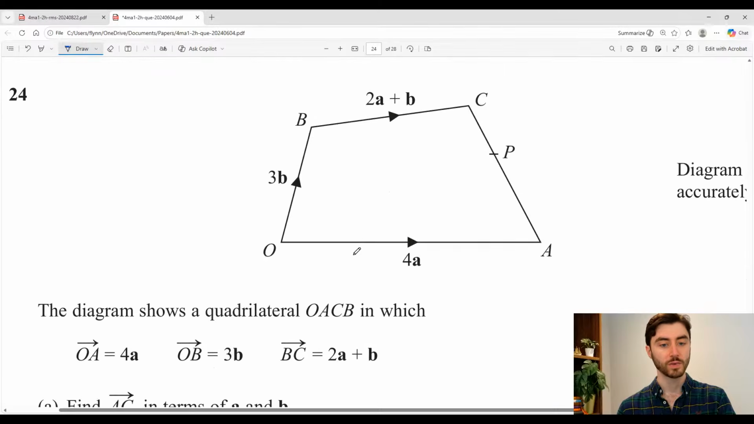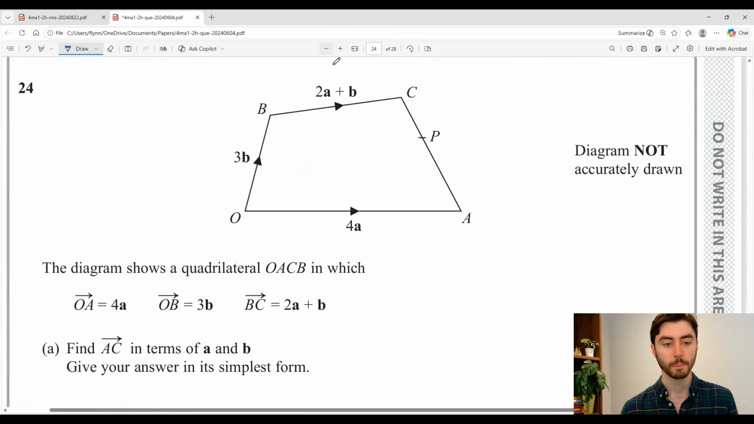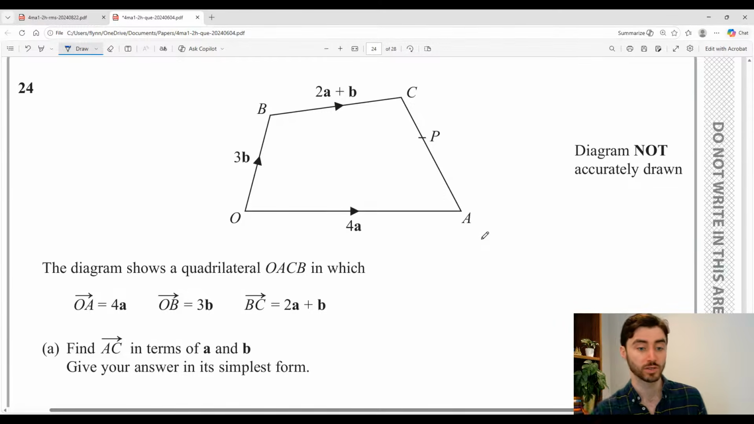We have a vectors question here on 24. So we have our quadrilateral with our known vectors. Find AC. Now, with vectors, my way of doing this is with a good, clear pathing before you do anything. Do not attempt to do these things in your head. I highly recommend a good path first.